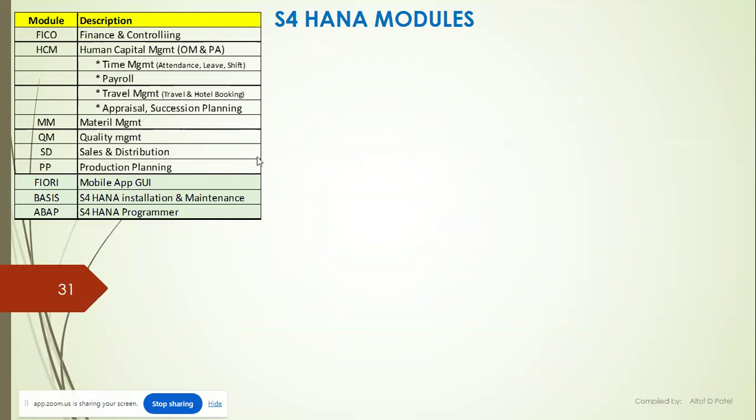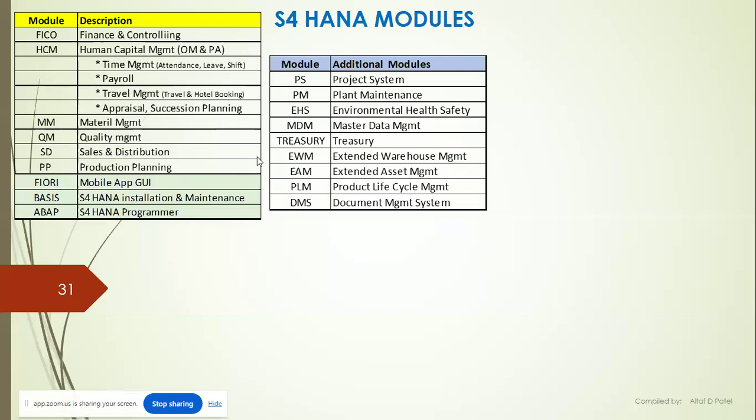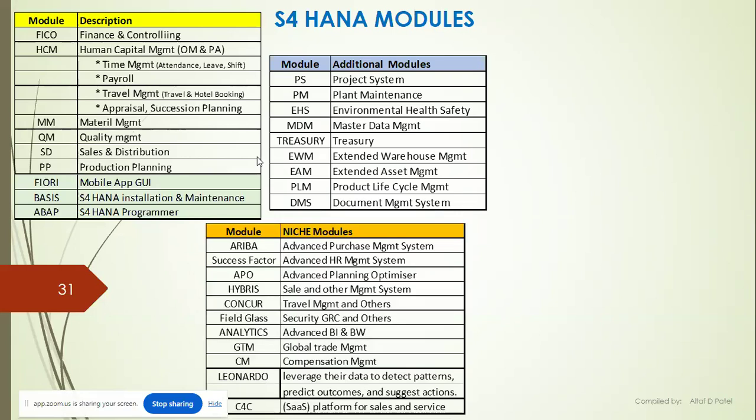I told you around 45-50 modules are there. Some of the additional modules are the project system, plant maintenance, environmental, health and safety. MDM is another, master data management, because a lot of data is involved for big companies. Treasury management, extended warehouse, document management system. So costly niche products are the high-end thing. Ariba, SuccessFactors. If SAP will cost you 2 crore, they will charge you 2 crore for the Ariba. This license costs you based on the revenue you generate.